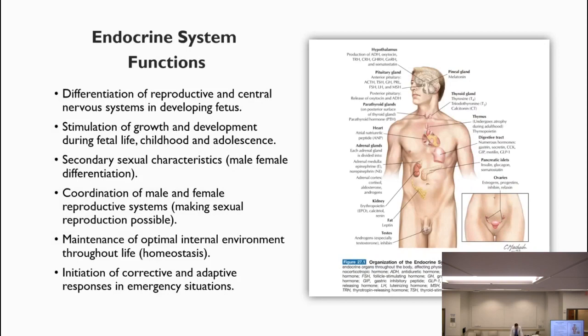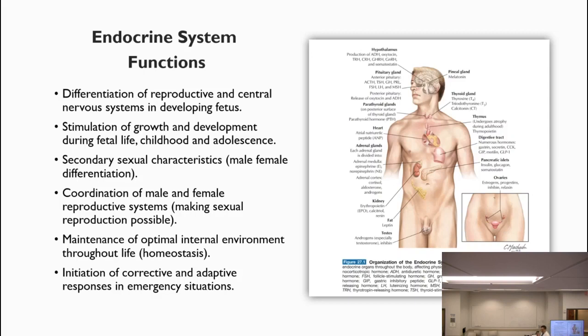And we have here some of the functions of the endocrine system. There are many. We start in the embryo, fetus, children, puberty, teenagers, adults, pregnancy, lactation. We have many different functions. One of the first functions is to produce the differentiation of the reproductive organs, depending on when the embryo develops.